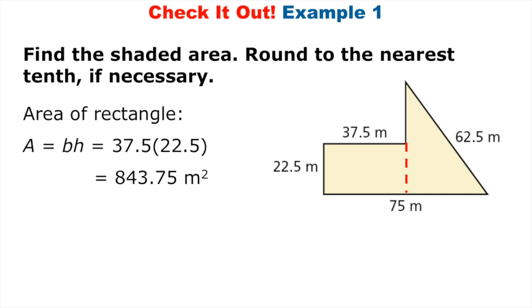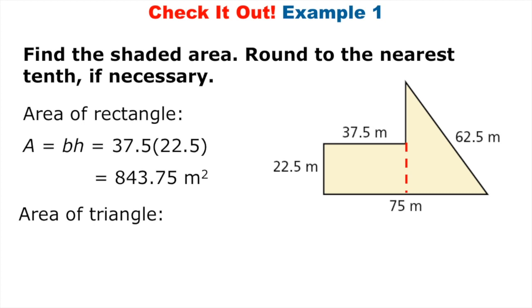The second shape is our triangle. So we want to find the area of the triangle. To find the base of the triangle, we'll take the entire length of the base, which is 75, and take away the base of the rectangle, which is 37.5. So 75 minus 37.5 is also 37.5. So the base of the triangle is 37.5.